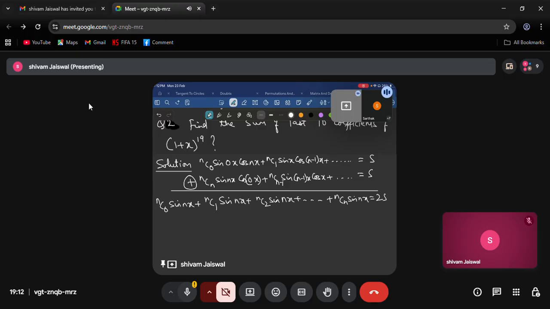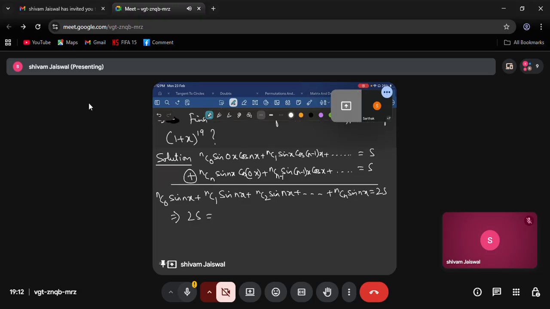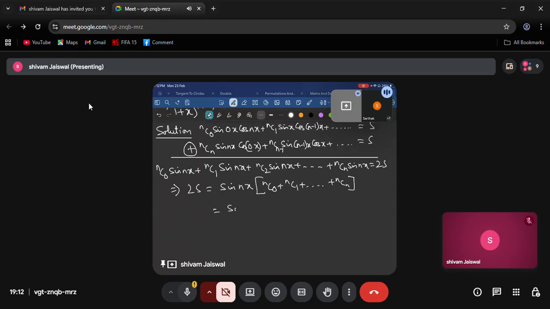So 2S will be equal to sin nx common, nC0 plus nC1 plus up to nCn. This will be equal to sin nx into 2 to the power n. So now you divide it by 2. You are going to get the result 2 to the power n minus 1 into sin nx. Hence proved. Tell me, is it clear?